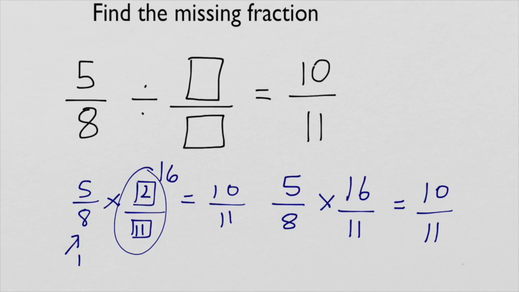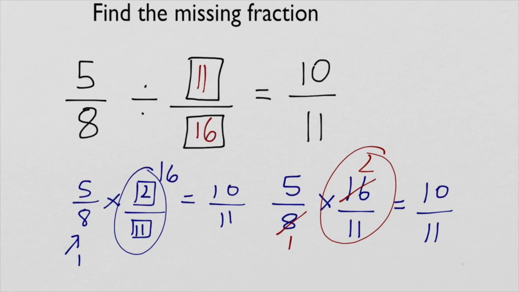Let's see if that works out. Always check your answer. So cross cancel there, 8 into both. 5 times 2 equals 10, 1 times 11 equals 11. So because that was inverted initially, we're going to have to turn it upside down again. So my answer is actually 11 over 16.